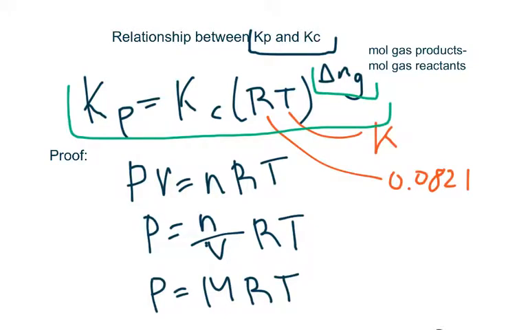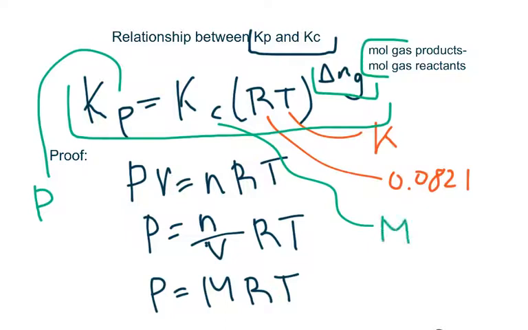So the delta n for gases is the change in the moles of gas. To get this, you simply do moles of gas on the product side minus the moles of gas on the reactant side, and that will yield the change in the moles of gas. If you remember, Kp involves an equilibrium expression where everything is in pressure, while Kc is an equilibrium constant that involves everything in molarity. Now I will prove this equation.